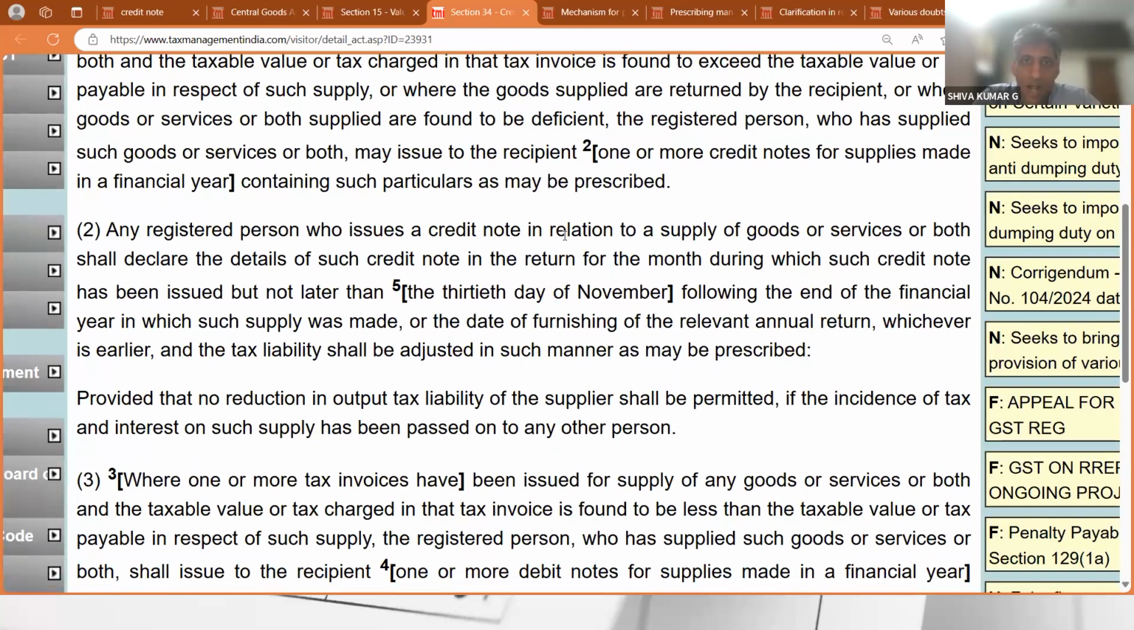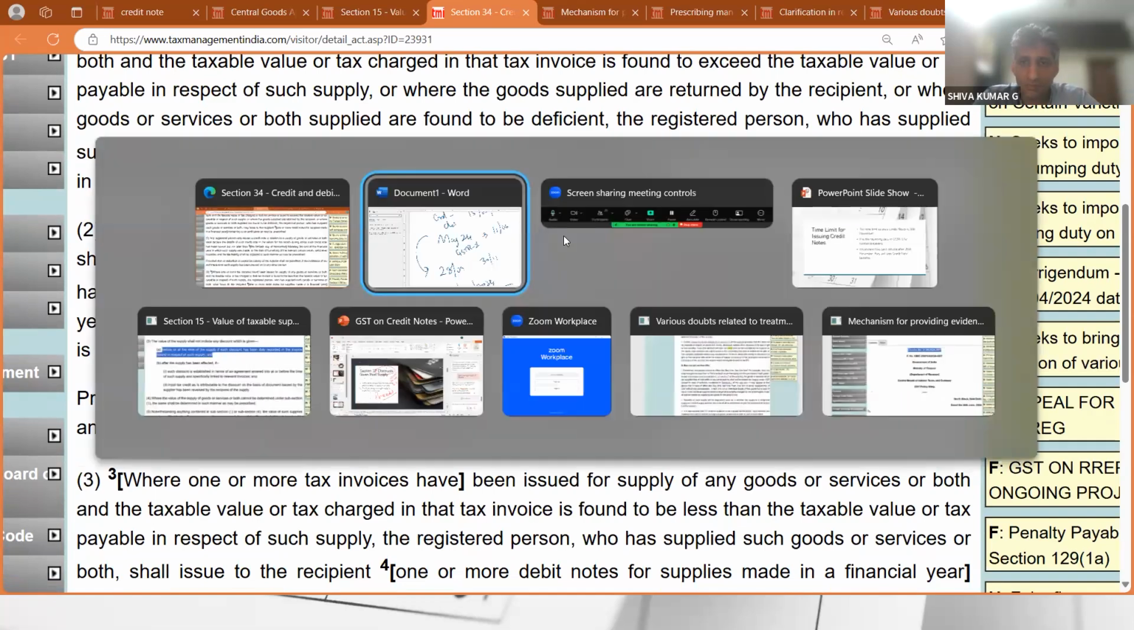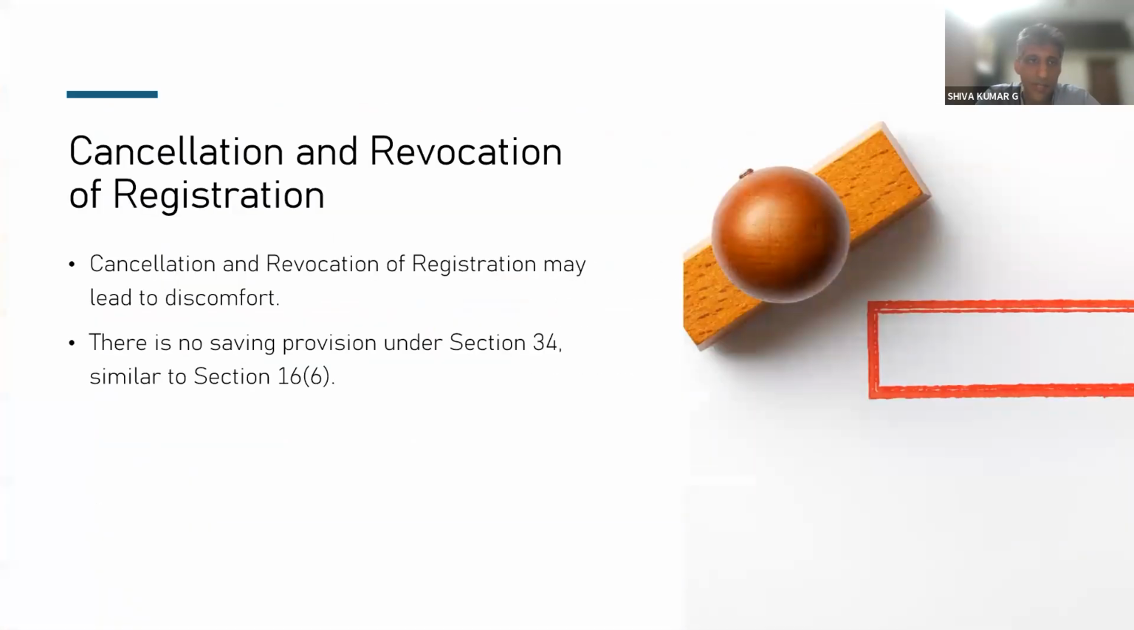Right now, as the law stands today, for a person whose registration is cancelled and subsequently reinstated for whatever reason, if he's filing the returns, his input tax credit may get protected, but for the credit note reduction, he may not be able to get the tax benefit. It is yet another interesting, or rather very timid, item. So cancellation and revocation is the question.